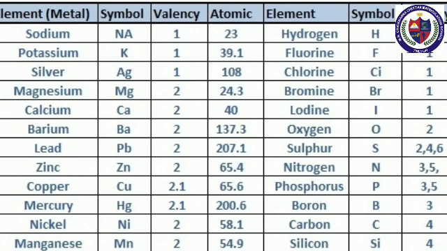The element having valency 1 is called monovalent. For example, hydrogen and sodium. The elements having valency 2 are called divalent. For example, oxygen and beryllium. The elements having valency 3 are called trivalent. For example, nitrogen and aluminium. Some elements exhibit more than one valency. For example, iron combines with oxygen to form 2 types of oxide: ferrous oxide and ferric oxide.